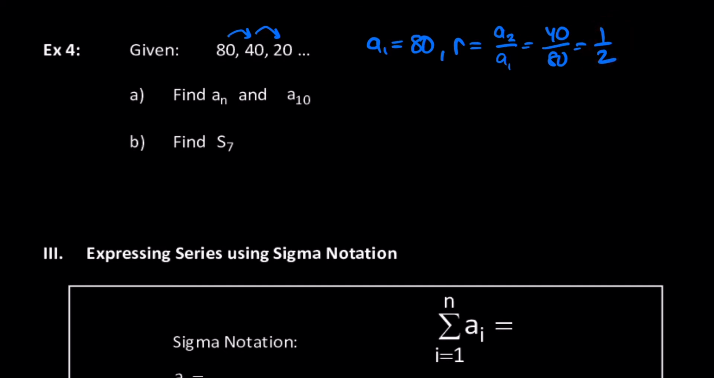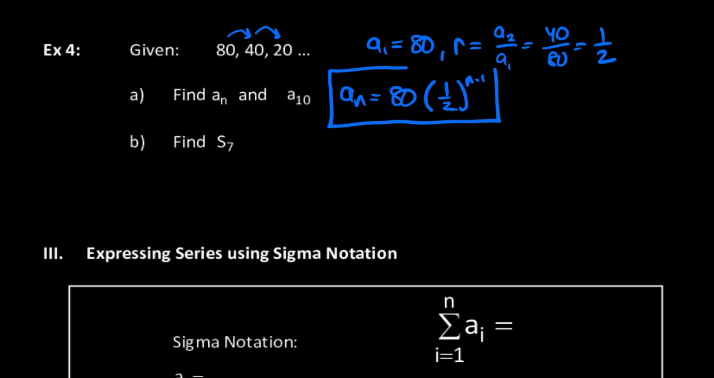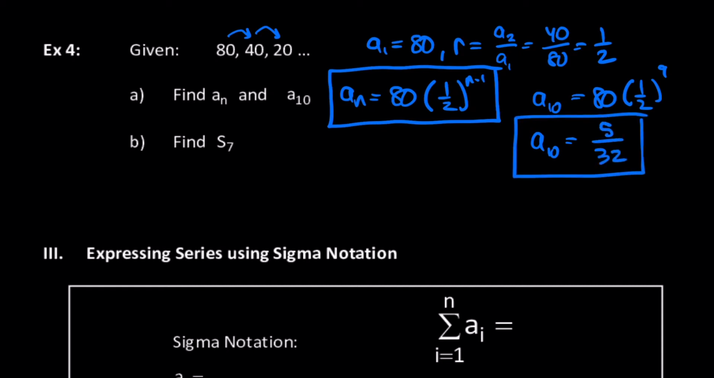So my a sub n rule will be a sub 1, 80, times R, which is 1/2, to the n minus 1. To find a sub 10, you simply plug in a 10 for n. So it's 80 times 1/2 to the 9th power. Now for this one, you can get a decimal here. I prefer to math frac it. Just remember, fractions are always better than decimals. So if you can express as a fraction, that is preferred.